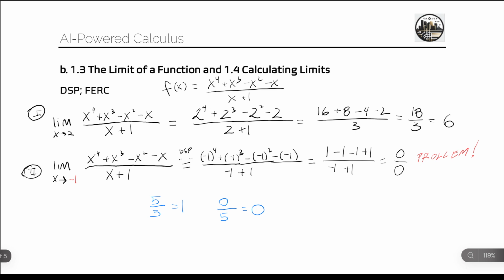But at the same time, I also know that 5 over 0 is undefined, DNE. So which one is this scenario like? It's all of these, yet perhaps it's none of these. It's what we call an indeterminate form.